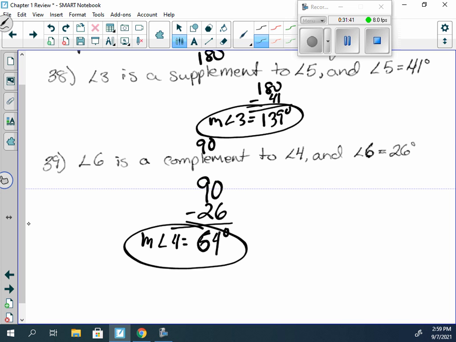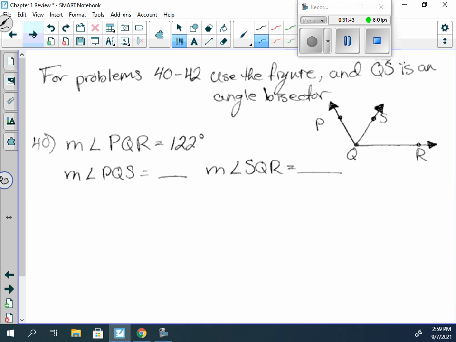Yeah, see y'all going right here. No. Questions on 40, 41, or 42?